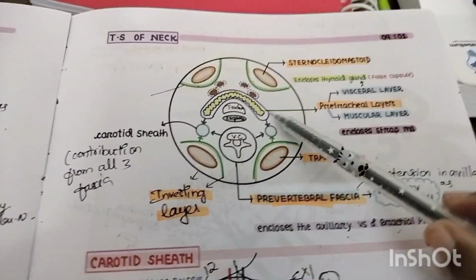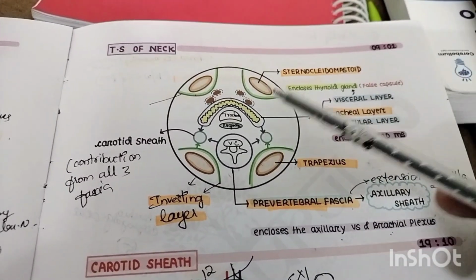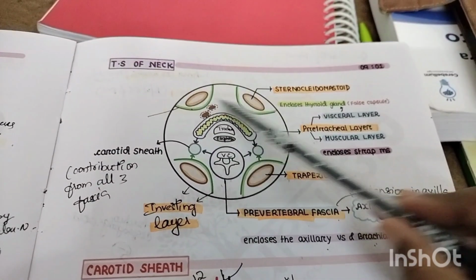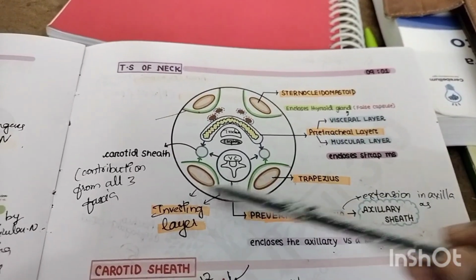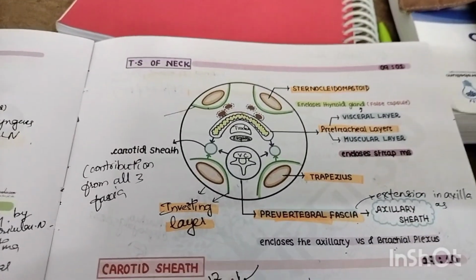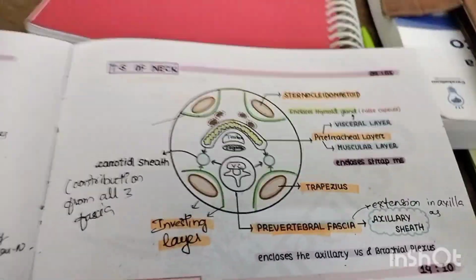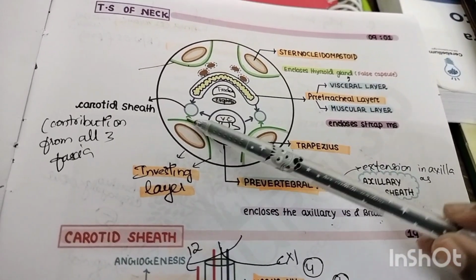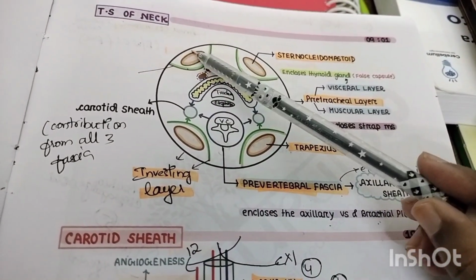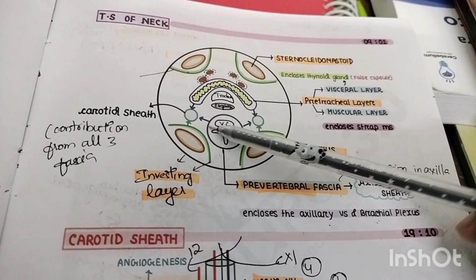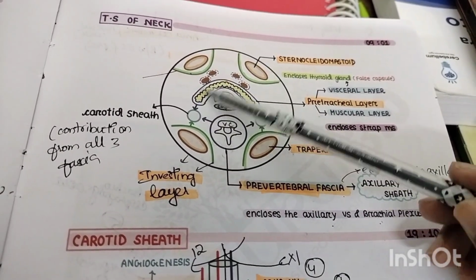So, transverse section of neck. If we take this transverse section of neck, anteriorly we have the sternocleidomastoid muscle, posteriorly we have the trapezius, and the vertebral column is present, and we have this investing layer. The investing layer encloses the trapezius and also the sternocleidomastoid muscle. Along the vertebral column, we have the prevertebral layer. And around the trachea, we have the pretracheal layer.